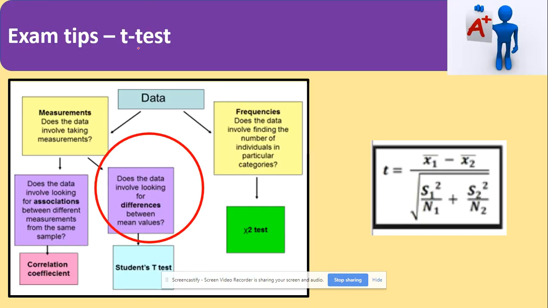So another test is a t-test, Student's t-test, and this is to use when you are looking at the difference in the mean values. Good thing is you don't need to know this equation, but to work out the t-test, you need to know the mean values, you need to know the standard deviation, and you need to know the sample size, for both values that you are going to compare.